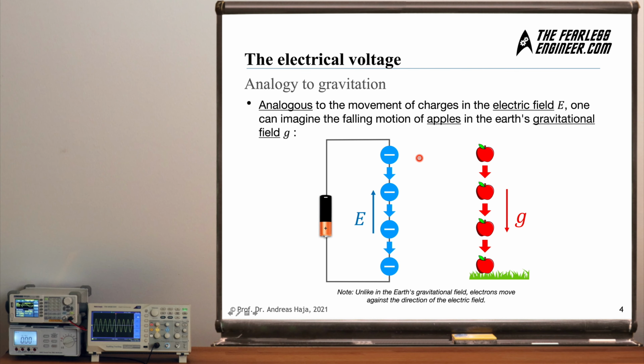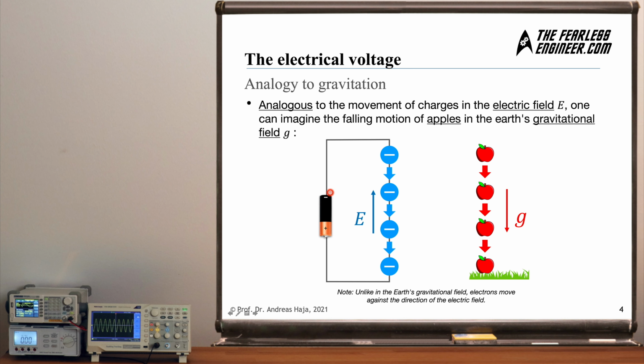And now we want to look at a very interesting analogy between charges in a field and gravitational force pulling apples from a tree down to the ground. On the left hand side here you can see electric charges, which are the blue circles, moving against the direction of a field E, and this field is caused by the terminals of the battery here, positive terminal at the bottom, negative terminal on the right.